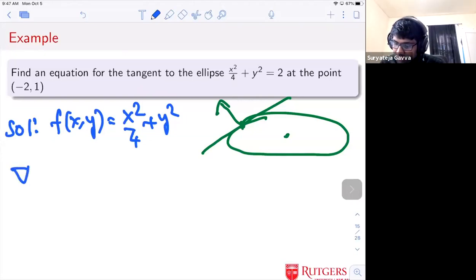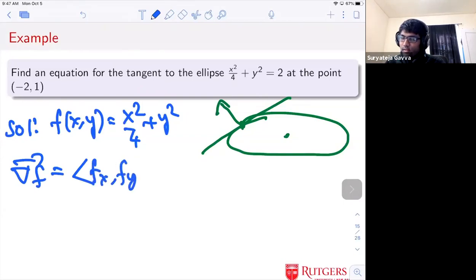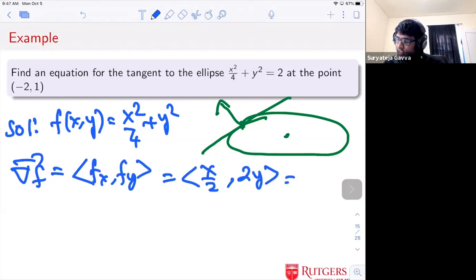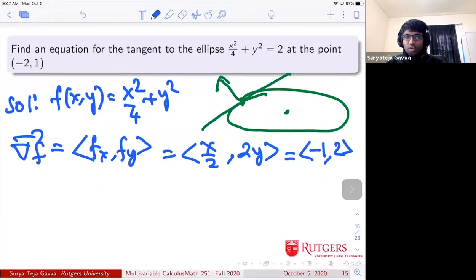Okay, so what is the gradient of f? The gradient of f, computing the x derivative and y derivative, fx, fy, is x over 2 and 2y, which at x equals -2, y equals 1 is -1 and 2. So the gradient of f is -1, 2. Therefore the equation of the tangent would be this.